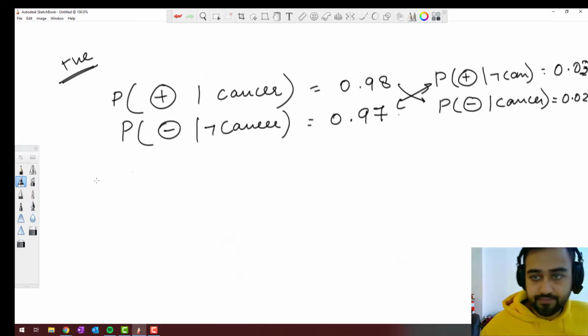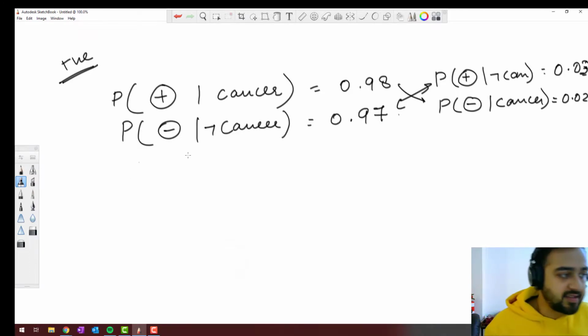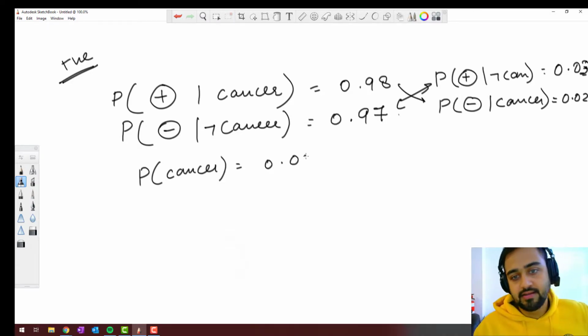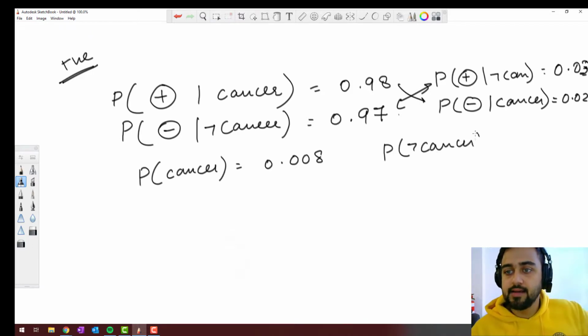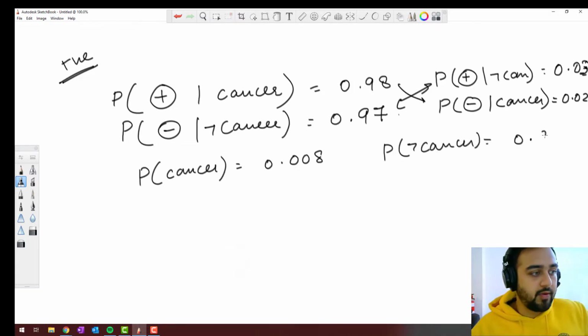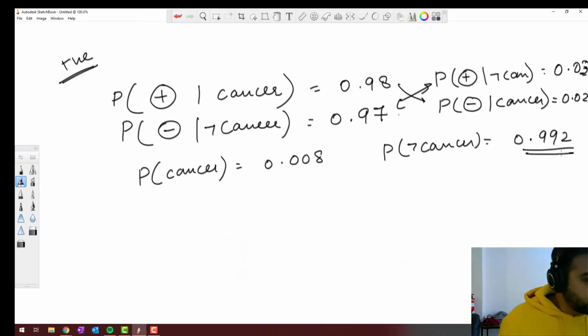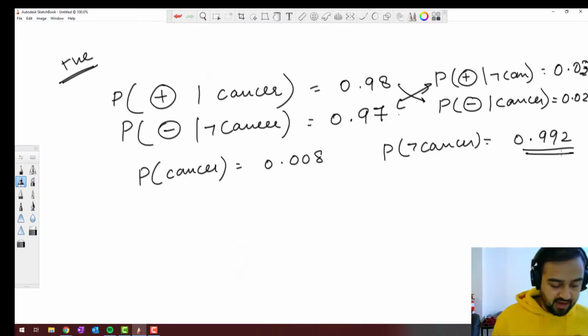Right. The last line says, furthermore, 0.008 of the entire population have this cancer. That means probability of cancer being present is 0.008, while probability that cancer is not present is given by 0.992. Okay. So the question says, does the patient have cancer or not? So let's tackle that first.